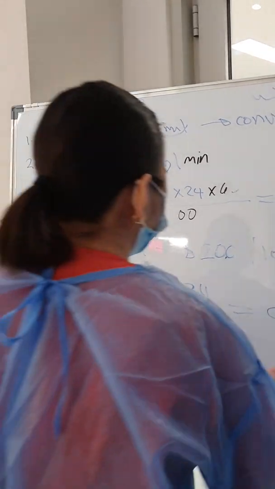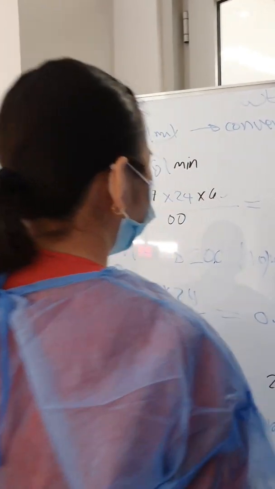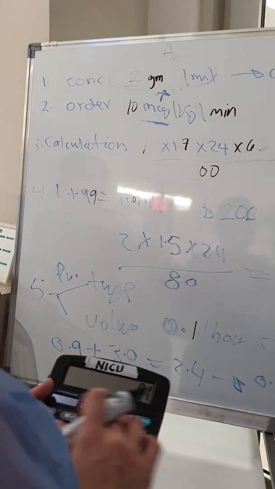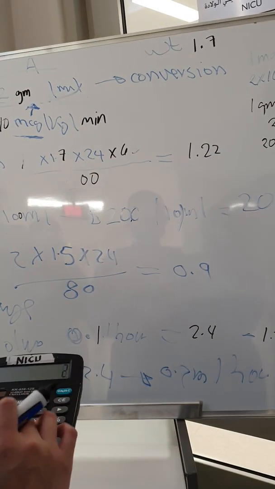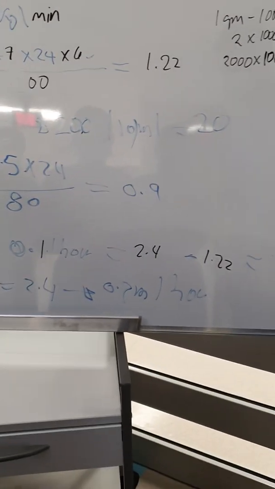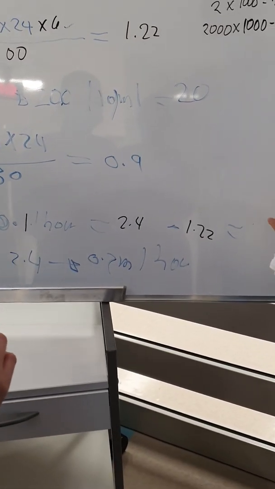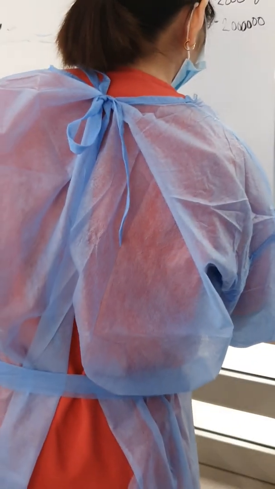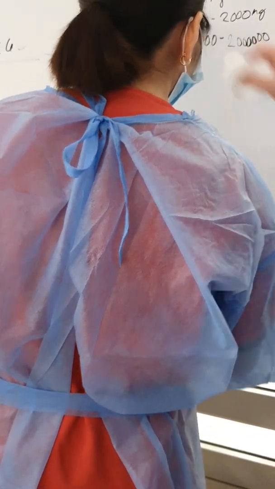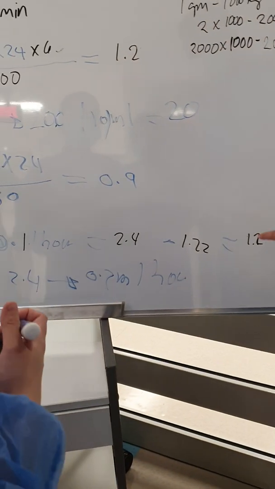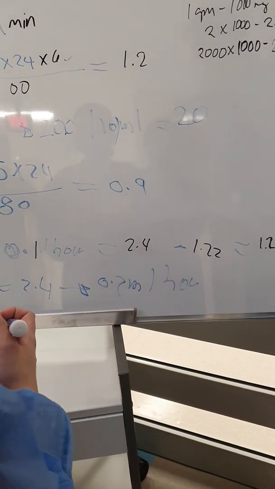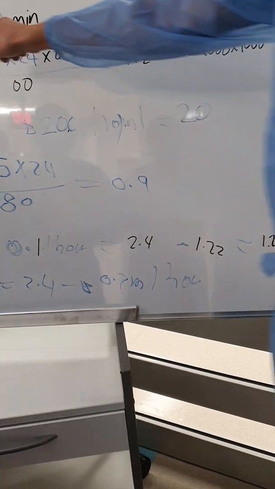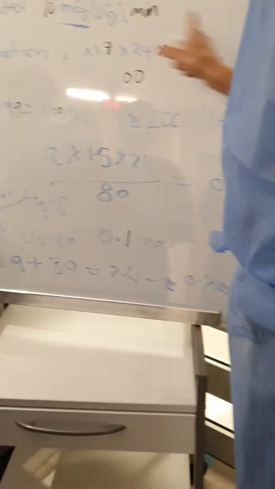You don't need to calculate 2.4. And the 1.22, the result is 1.18. So 1.2 plus 1.2 is 2.4, not 1.1 ml an hour. You're close. You might be like 0.99 or 0.6. You're close to the end.